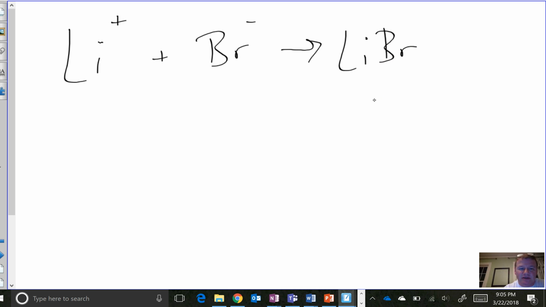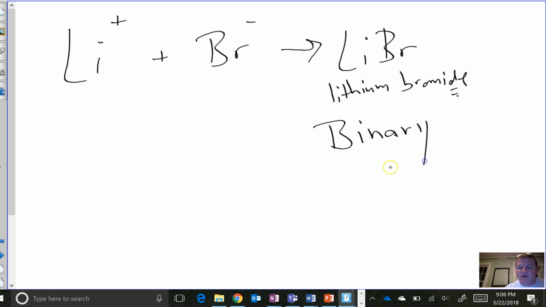So in this case, LiBr, positive, negative, it's lithium bromide. And that's how we name these compounds here. We say exactly what these ions are. Remember, we talked about those naming rules yesterday. So we say lithium, because that's the cation, and bromide, because that is the anion. And remember, anions end in an IDE. Okay, lithium bromide. Now, this is an example of what we refer to as a binary compound.